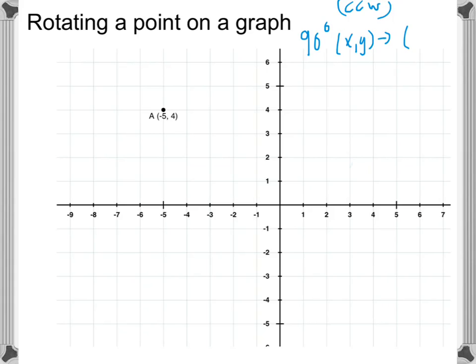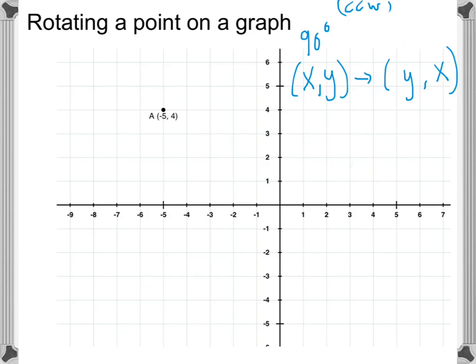Let me see if I can write it. Let me write it so it's a little bit bigger here. To do it 90 degrees, you take the old x and y coordinates and you flip the x and y, so it will be y comma x, and you also make that first coordinate negative.